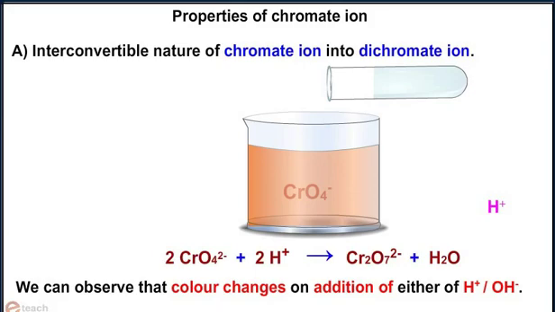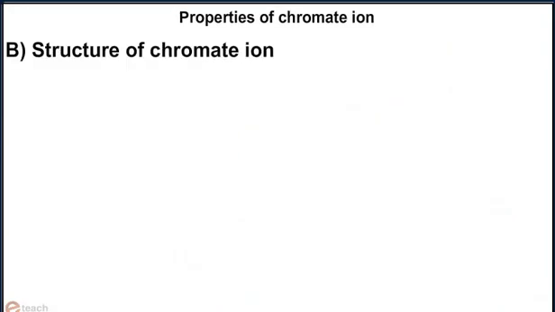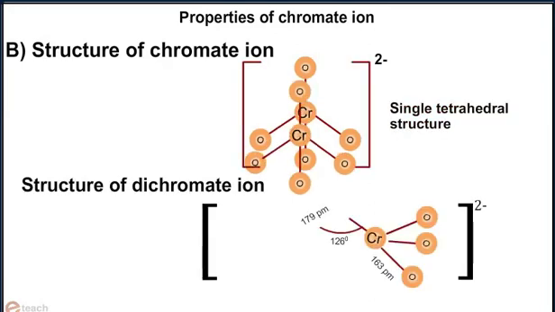The color change is due to the formation of CrO4 2-, whereas when H+ is added, again a color change takes place. This color change takes place due to the formation of Cr2O7 2- ion. Here, the structure of chromate ion and the structure of dichromate ion are given below.